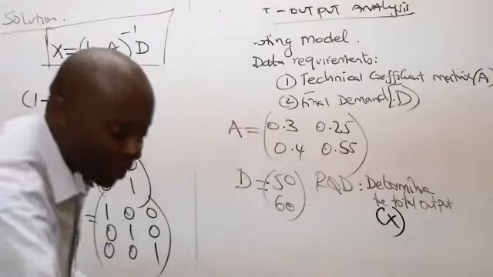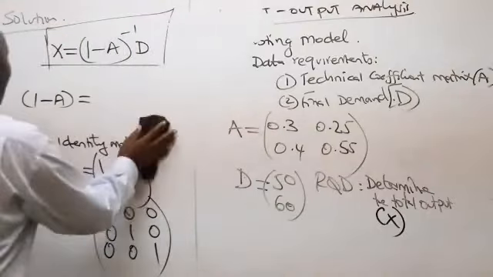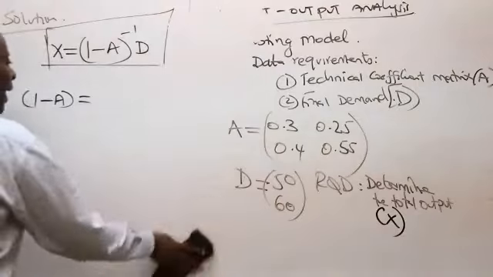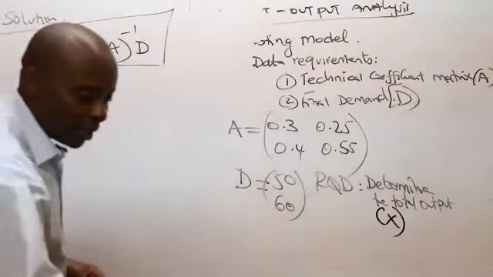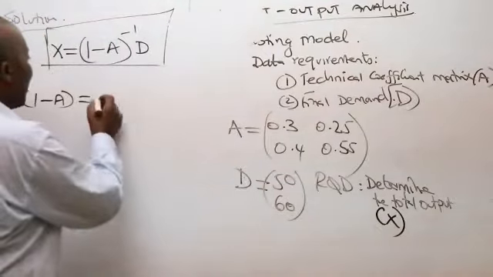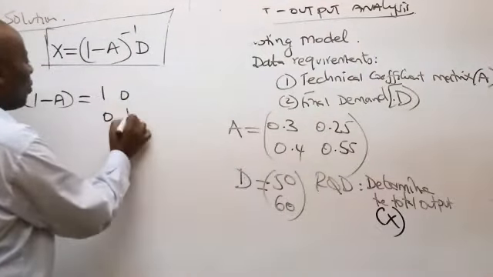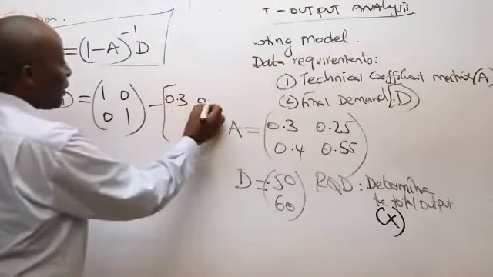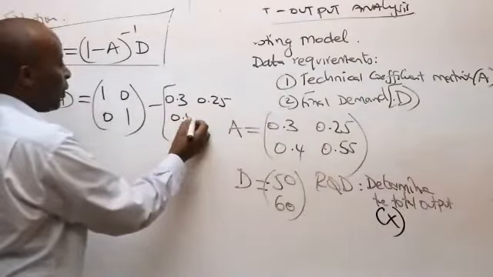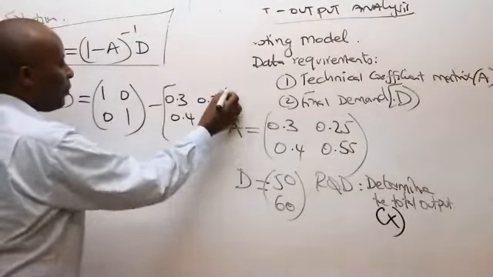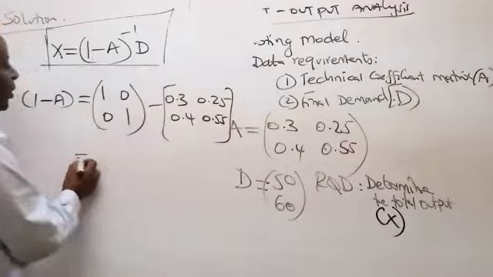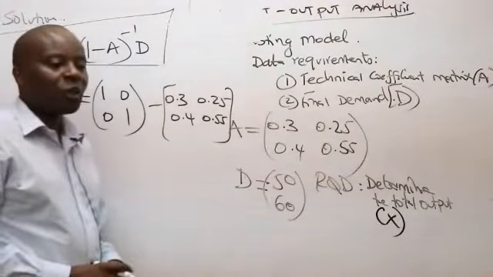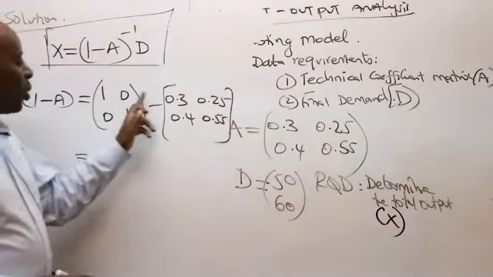So what I'll do, ladies and gentlemen, I'll come and see here, I minus A, and I can see what my I is. My I is 1, 0, 0, 1, like that. Minus A, which is 0.3, 0.25, 0.4, 0.55. From this, ladies and gentlemen, please go ahead and do the subtractions for me. Remember, in subtraction, you'll always take corresponding elements.